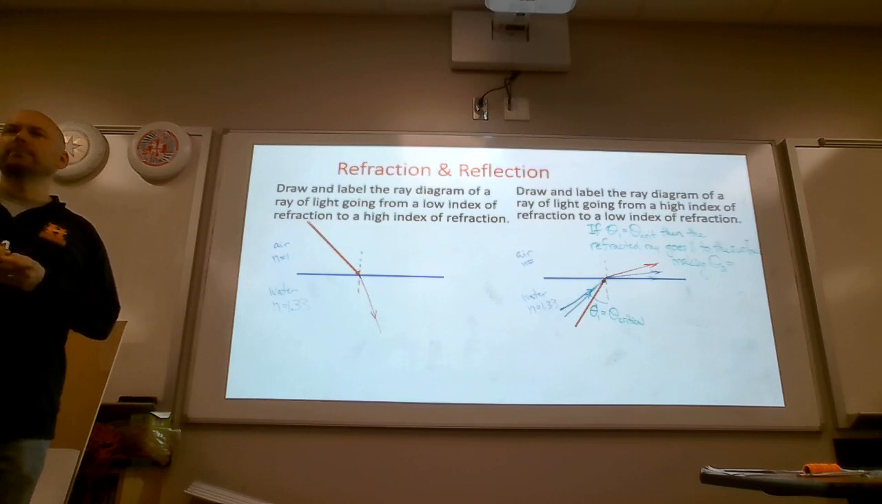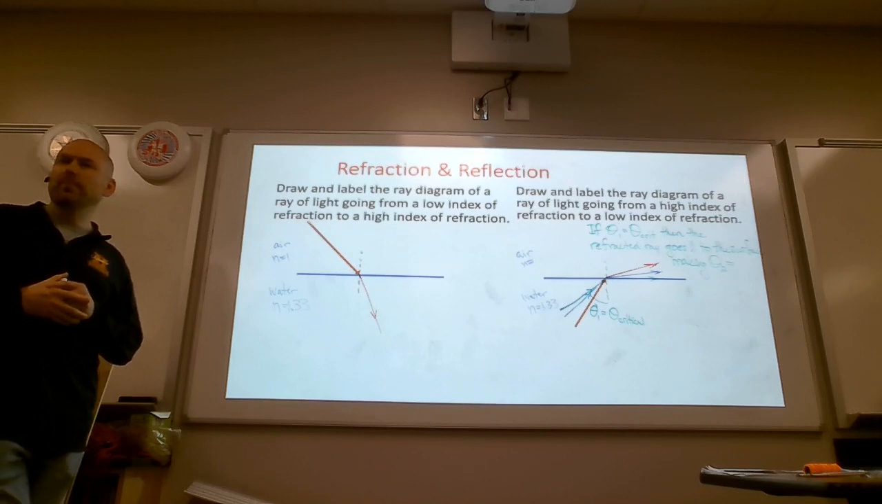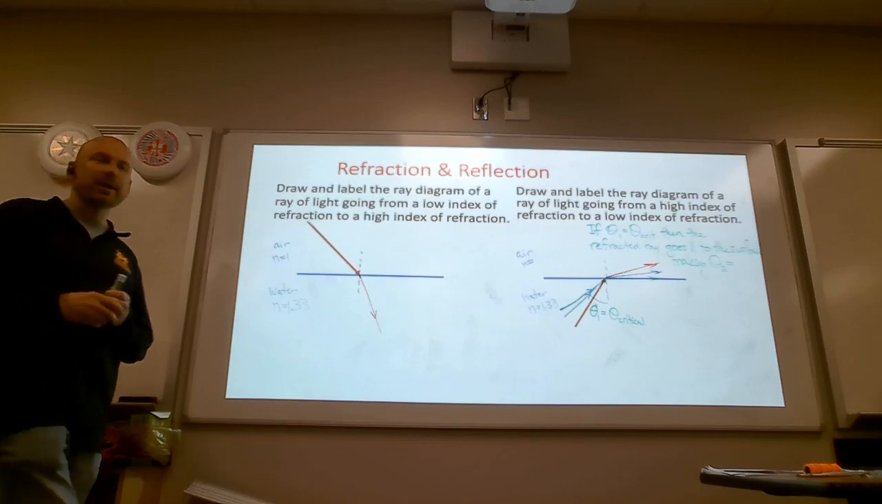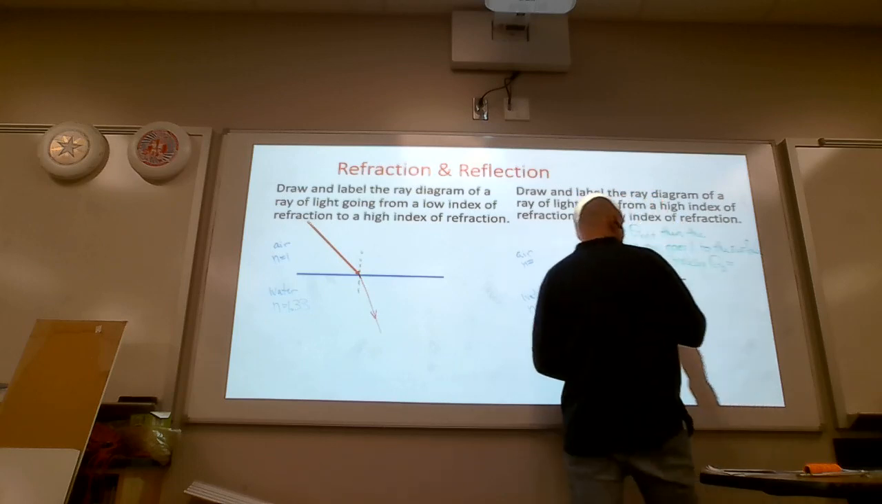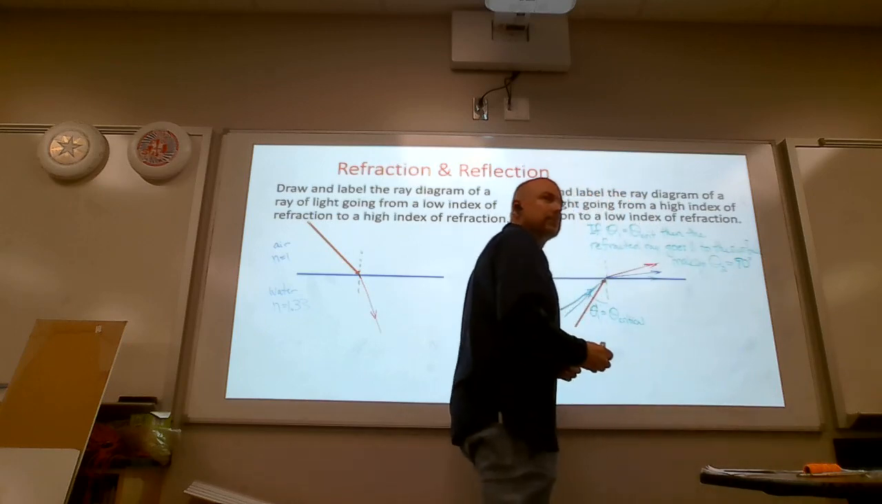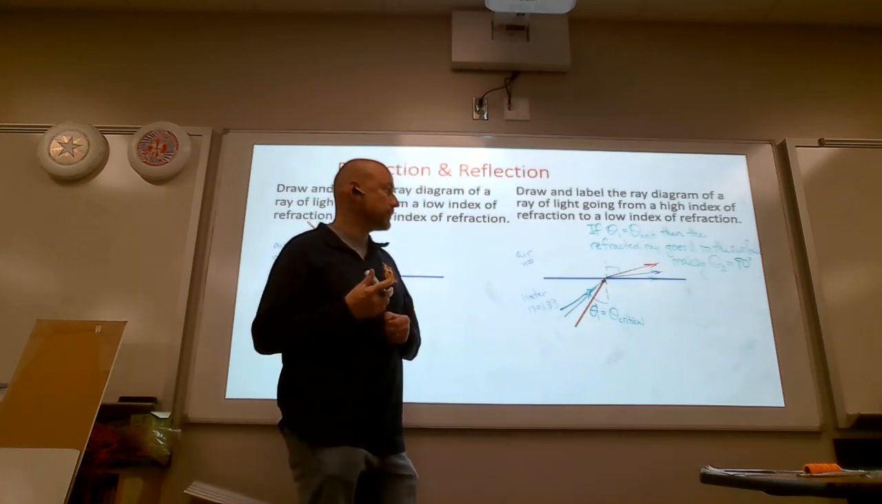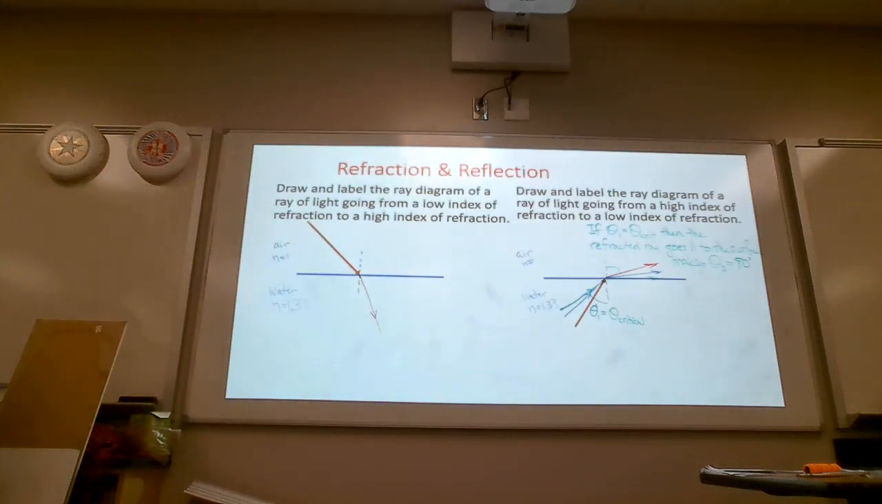Tell your neighbor. What would be the value of theta 2? What do we always measure the angle from? From the normal line. So theta 2 is going to be equal to 90 degrees. Everybody see that? Measuring from the normal line. Okay. It's critical angle. All right.